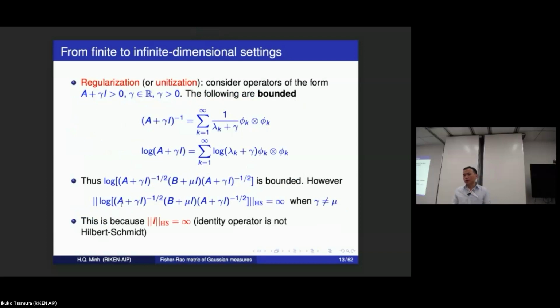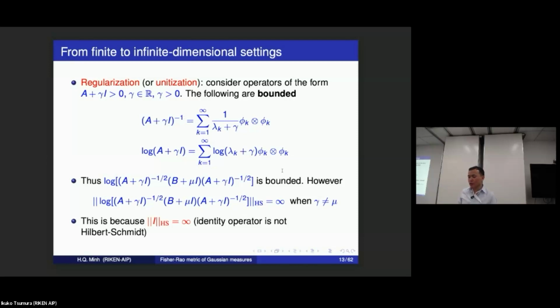So one way to overcome this is to do regularization. In mathematics, it's called unitization. So instead of just A, we consider operators of the form A plus gamma I, where gamma is greater than 0. Then all these operators are bounded. Remember that A is positive. So these operators are bounded. And this log is also unbounded.